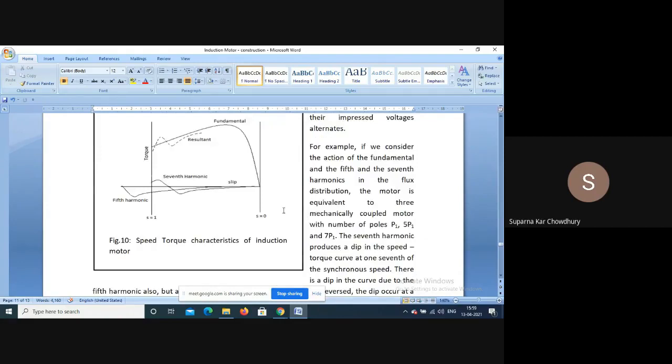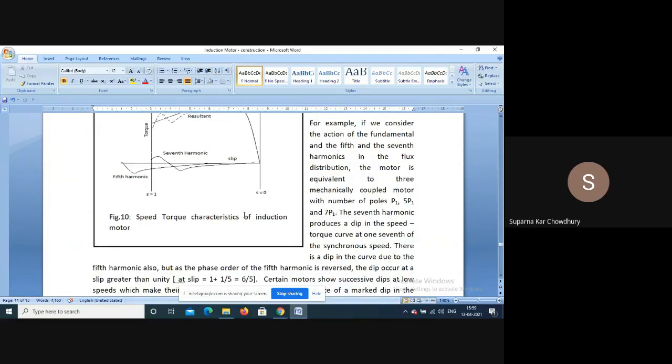For example, if we consider the action of the fundamental, the fifth and the seventh harmonic, as I show here, the motor is equivalent to three mechanically coupled motors: with number of poles P1, this one; with number of poles 5P1, so the characteristic is this one; with number of poles 7P1, so the characteristic is this one. The seventh harmonic produces a dip in the speed-torque curve of the synchronous. There is a dip in the curve due to the fifth harmonic also, but as the phase order is reversed, its magnitude is smaller.